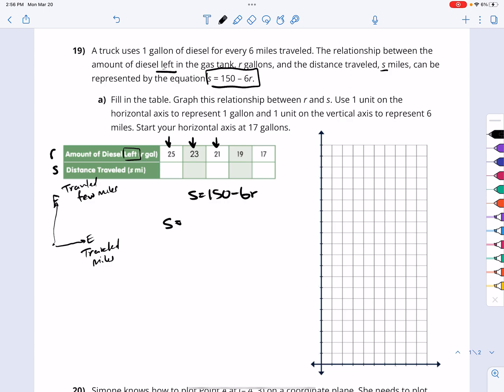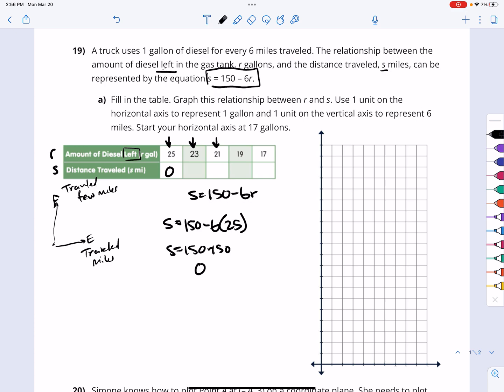So our distance is 150 minus 6 times 25. 6 times 25 is 150, and so our distance traveled is 150 minus 150, or 0. So if we have 25 gallons of diesel left, we've gone no miles.